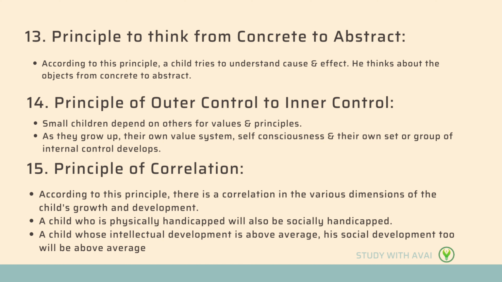15. Principle of correlation. According to this principle, there is a correlation in the various dimensions of the child's growth and development. A child who is physically handicapped will also be socially handicapped. A child whose intellectual development is above average, his social development too will be above average.